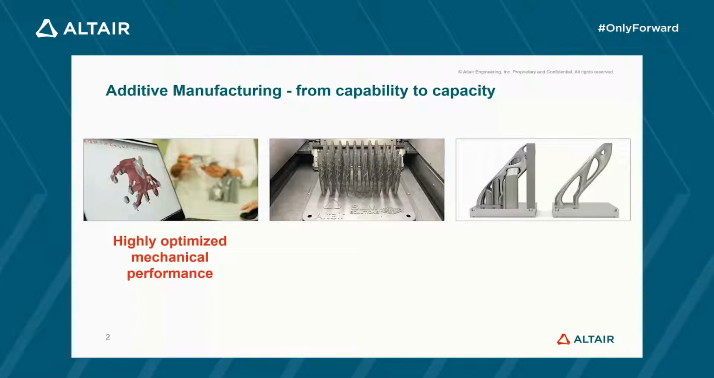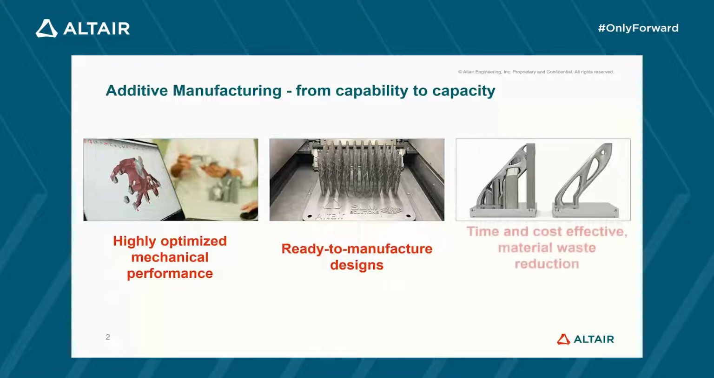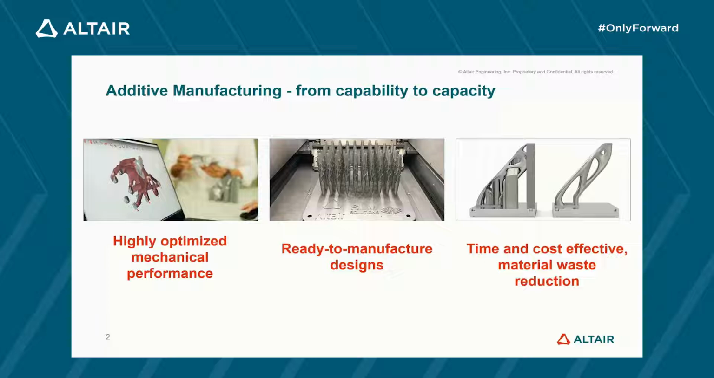This is because we can generate highly optimized mechanical performance components. We can also create ready to manufacture designs, and of course, time and cost effective production status. So we're reducing the number of prototypes, we're reducing the amount of material waste in the manufacturing processes, and really additive manufacturing has evolved, and it's become clear that these design processes are a very important part of additive manufacturing. So today we'd like to discuss what tools Altair can offer to make this process easier.